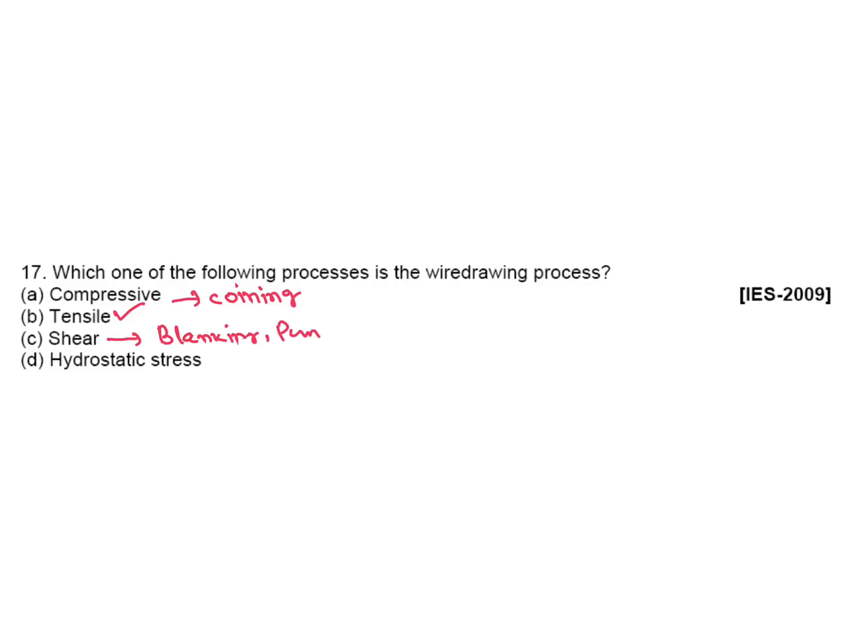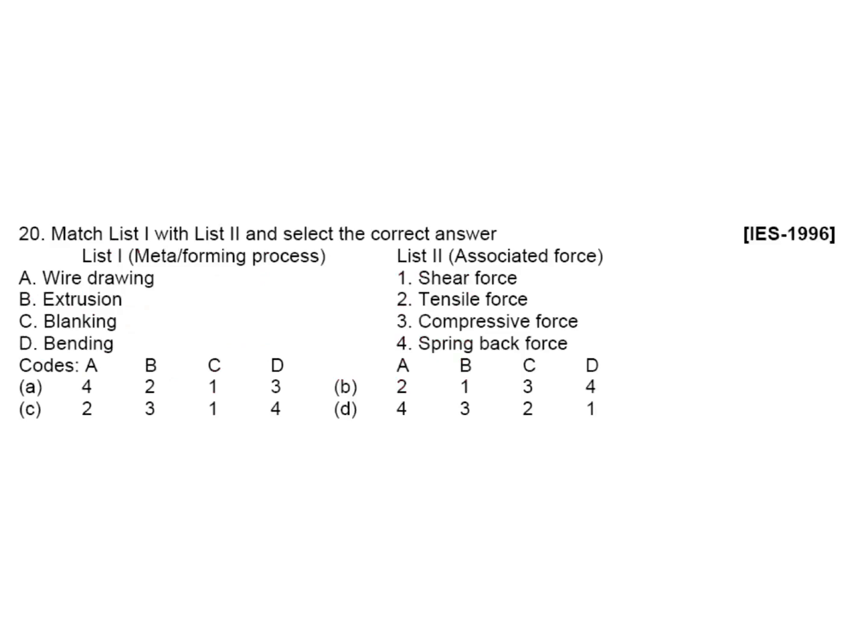So wire drawing, already discussed, tensile force, A with 2, so you can cut A and D. Here A with 4, so you omit these two. Then extrusion is compressive force, B with 3, so C is your answer. Then blanking already I told, shear force, C with 1, correct. Bending with spring back, yes, C is our answer. List 1 with list 2. Malleability to produce thin sheets, cold rolling.